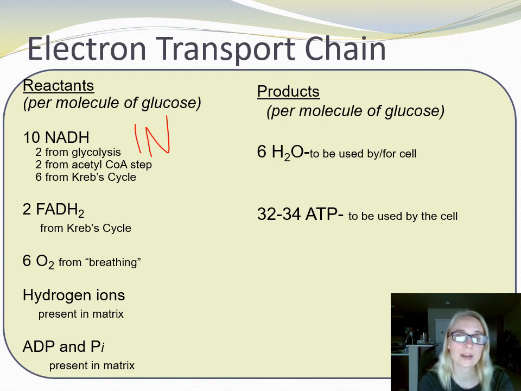And you can see I've broken those down as to where the NADHs come from. We get 2 FADH2s from Krebs. Oxygen comes in from our breathing. Hydrogen ions are just part of the matrix in the mitochondria. And then ADP and inorganic phosphate are just part of the matrix.